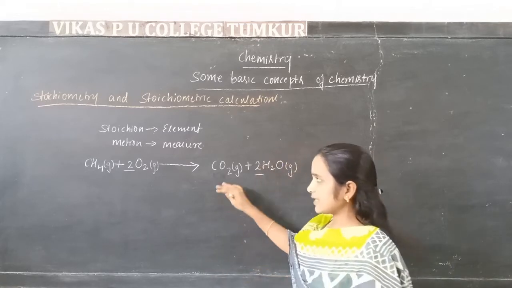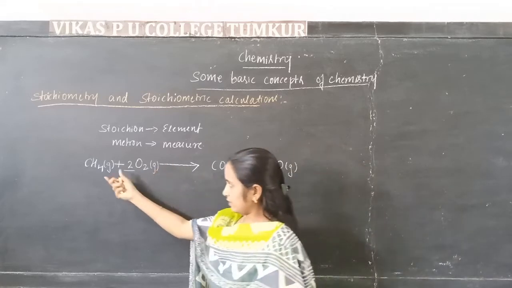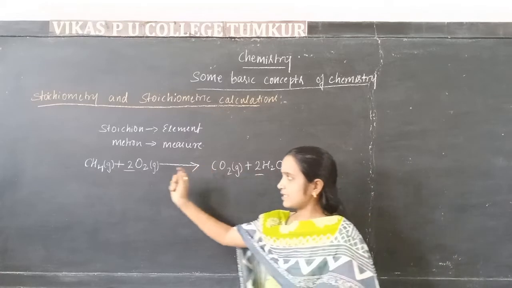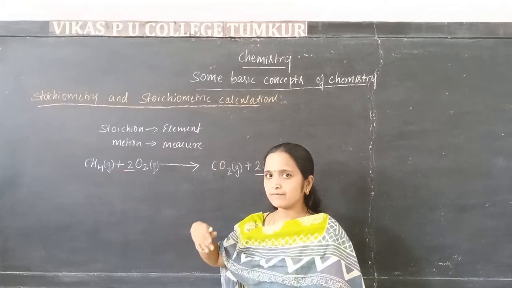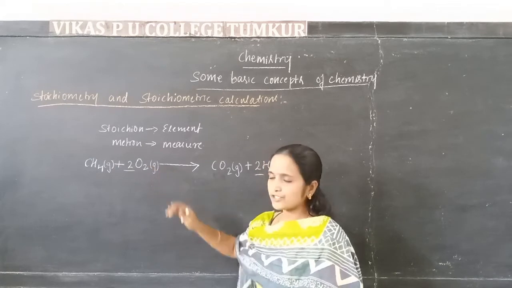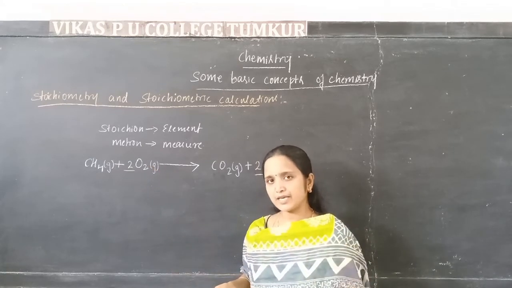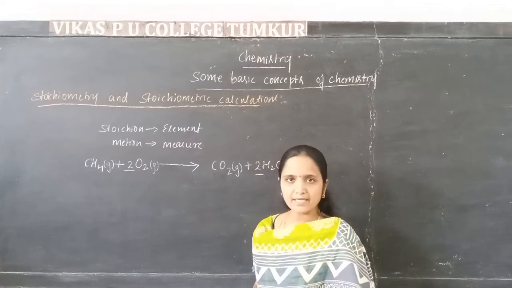This is about the chemical equation. This side we call reactants, and this side we call products. G represents that the reactants or products are in the gaseous state. If they are in the solid state, we mention S. If in the liquid state, we mention L.